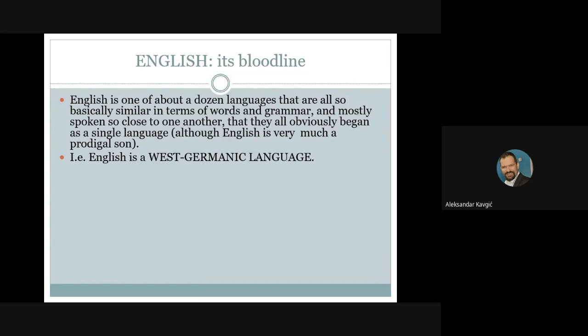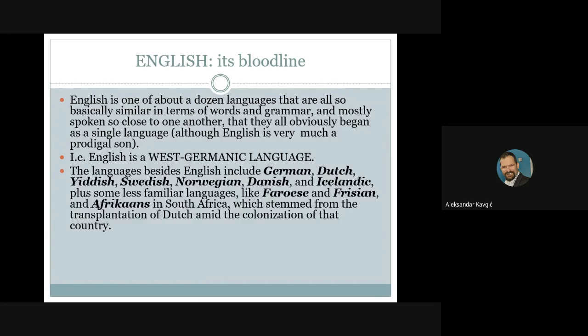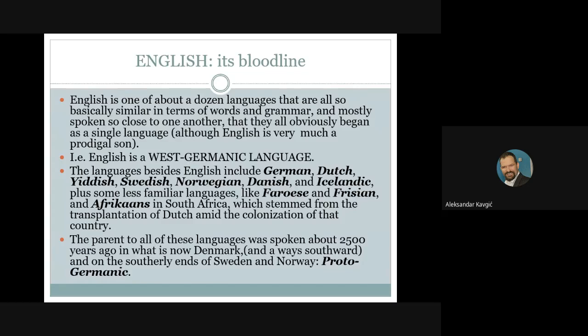So its closest relatives are German, of course, Dutch, Yiddish, Swedish, Norwegian, Danish, Icelandic, which we talked about, plus some less familiar languages like Faroese, Frisian, Afrikaans. And as you also know from our previous lectures, the parent of all these languages was spoken roughly 25 centuries ago in what is now, let's say, Denmark, we think, and that was Proto-Germanic. So all these languages should be almost identical when you look at their deeper syntactic structures.